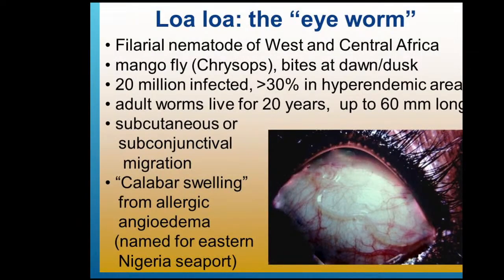The next fly is a vector for the roundworm Loa loa. The specific vector for Loa loa is the mango fly. The Latin name of the mango fly is Chrysops. People are infected by Loa loa by the bite of a mango fly. During the bite, the microfilariae move to the wound and spread in the human body. The adult worms mostly live in subcutaneous tissue and in the conjunctiva of the eyes.